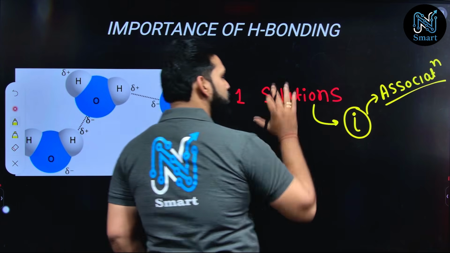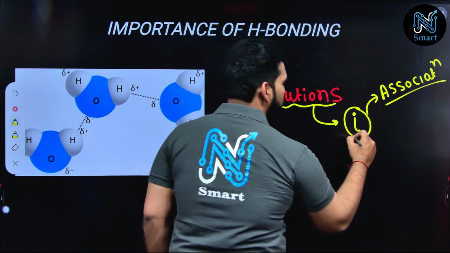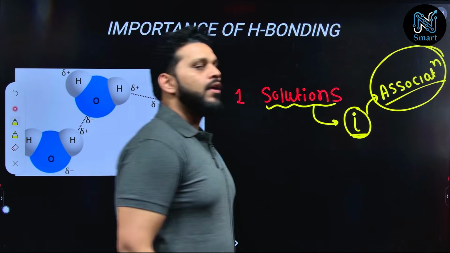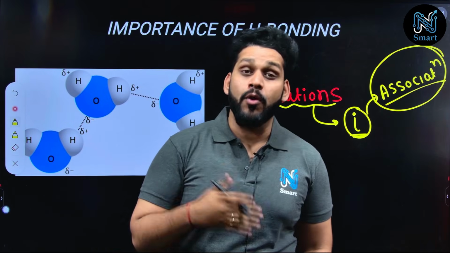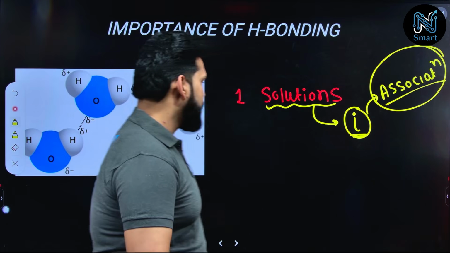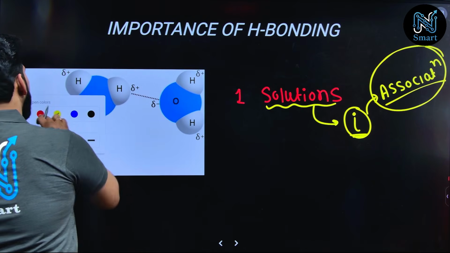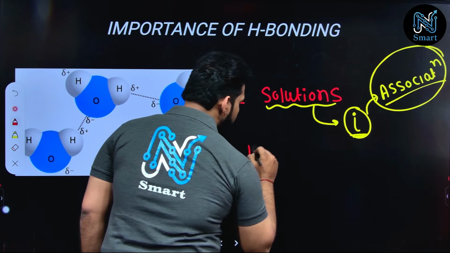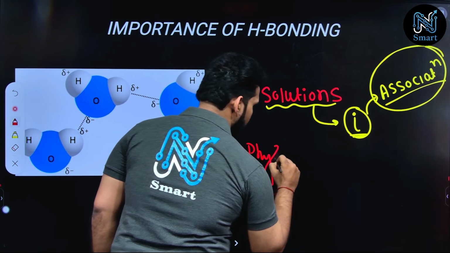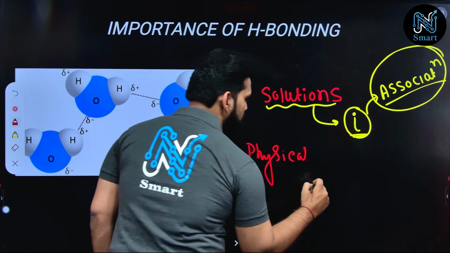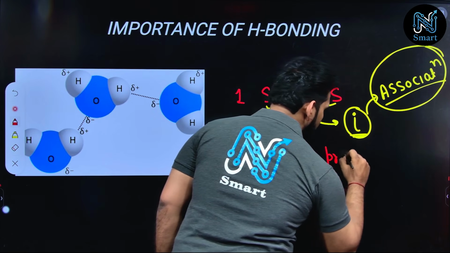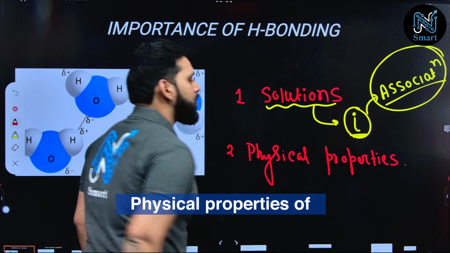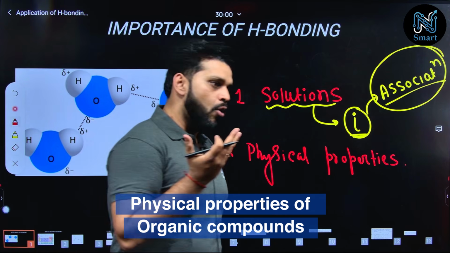One is from solution chapter, there the Vant Hoff factor question where the association of the compounds are being discussed, carboxylic acid system. I'm going to talk about that. Second thing where we are going to come across hydrogen bonding is all the physical properties. All the physical properties. Physical properties of whom, guys? We are talking about physical properties of all the organic chemistry chapters.